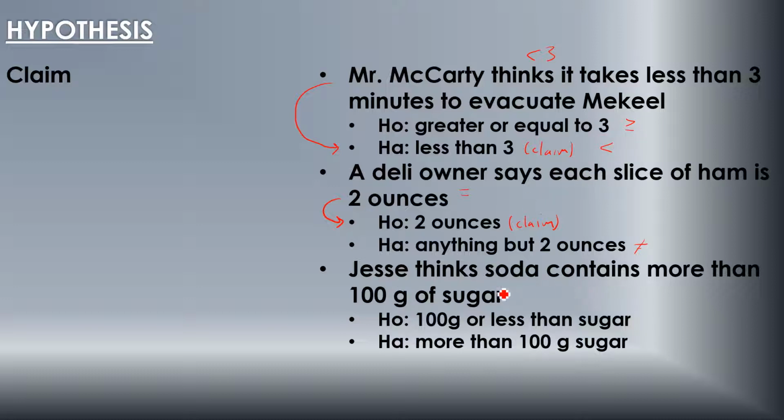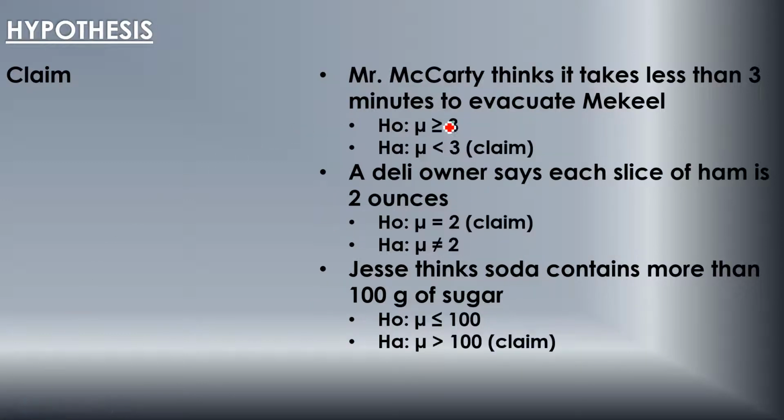Jesse thinks that soda contains more than 100 grams of sugar. Our null is 100 grams or less, so that's less than or equal, and our alternative would be the opposite, more than 100 grams, so that's greater than. Let's see what Jesse says. He thinks it contains more than, so he made a greater than statement, and his claim is right here. That's what the person stated.